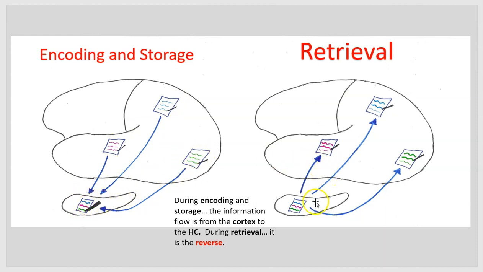But during retrieval, it's the other way around. The flow of information is in the reverse direction. The hippocampal neurons are sending ultimately information back up to the cortex to reactivate those cortical memory traces. So we have the reverse flow of information, as it were.